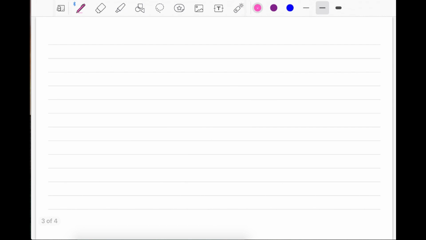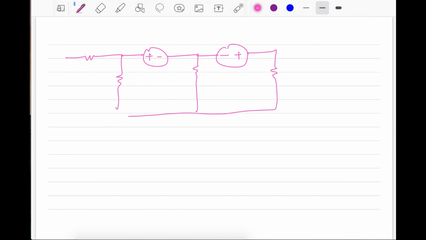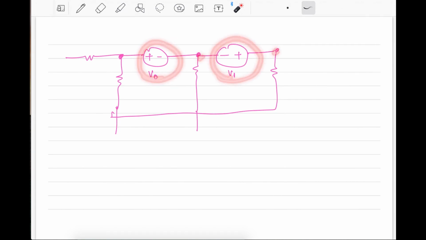Like if you have a circuit like this, there is a voltage source like this, and then again you have a voltage source like this. So in this situation also, you can see here you have V0 and V1, let us say, the voltage sources. Here also you have a voltage source in between these two nodes, and then you have a voltage source in between these two nodes. Okay, so the same thing is replicated.